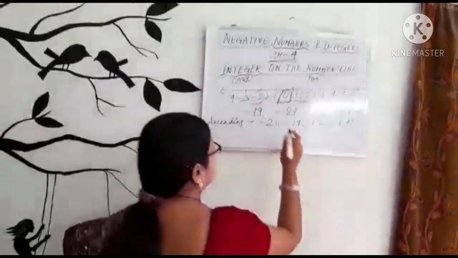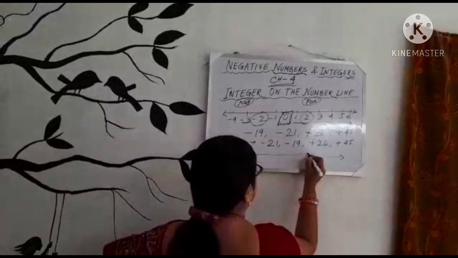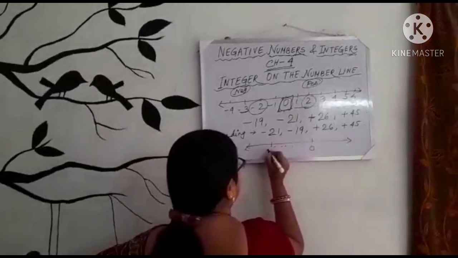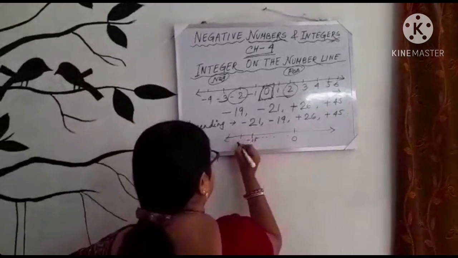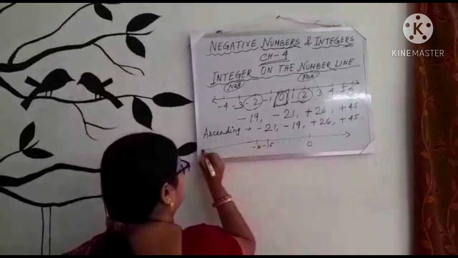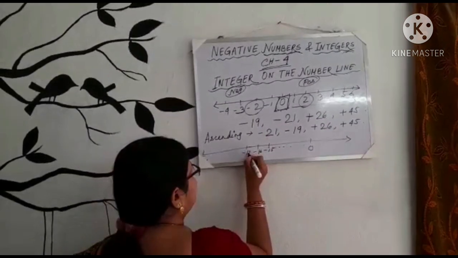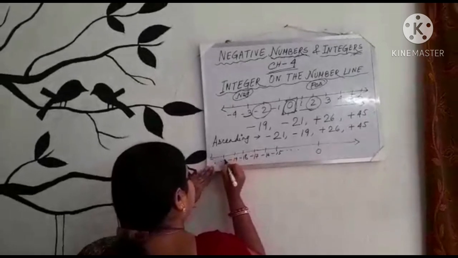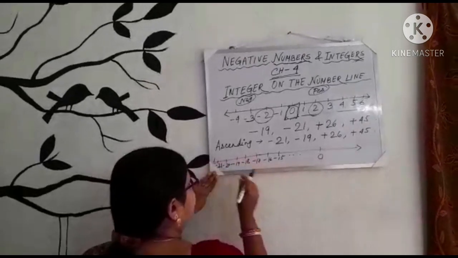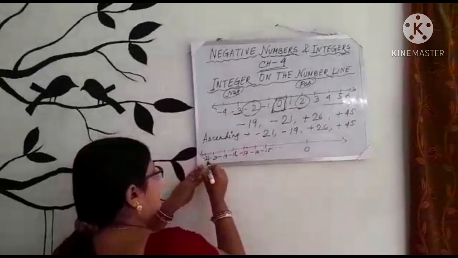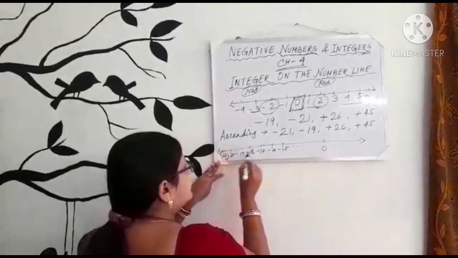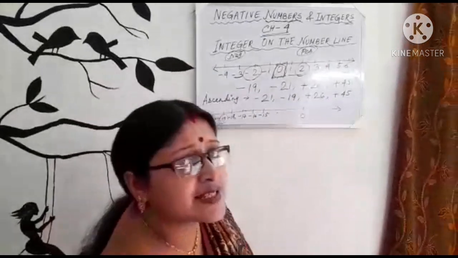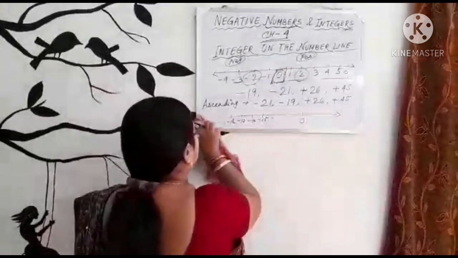Clear? Because once you place the numbers from 0 onwards, you see after that minus 15, minus 16, minus 17, minus 18, minus 19, minus 20, minus 21. You see, which number will come first? Minus 21. After that, minus 19. Clear? Next plus 26, and after that, plus 45.